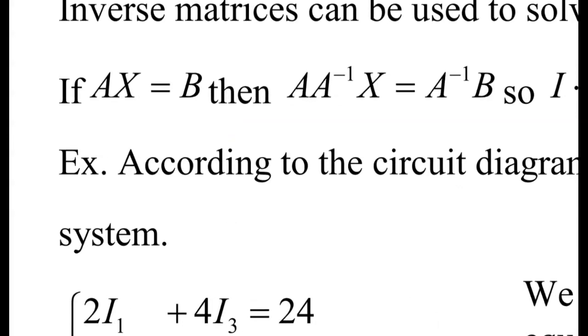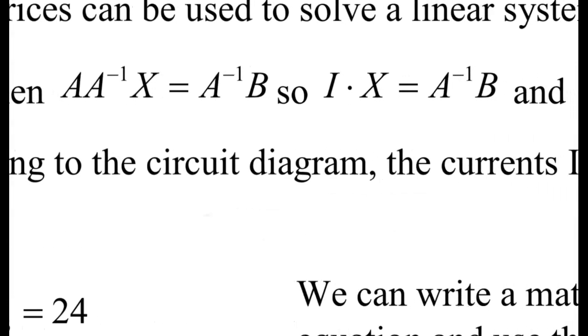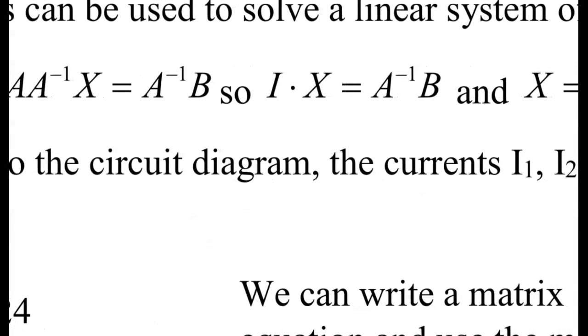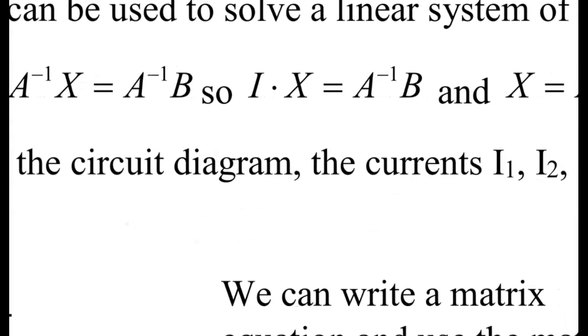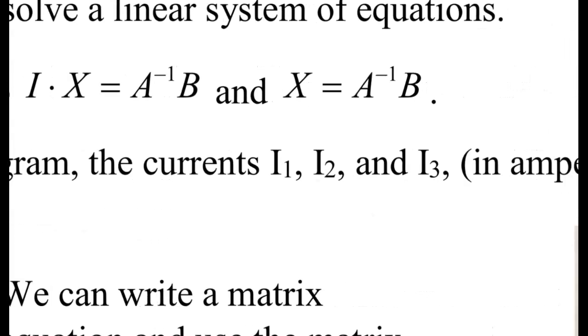Now, A times the inverse of A means the same thing as A divided by A. They cancel, leaving us with just X is equal to the inverse of A times B.